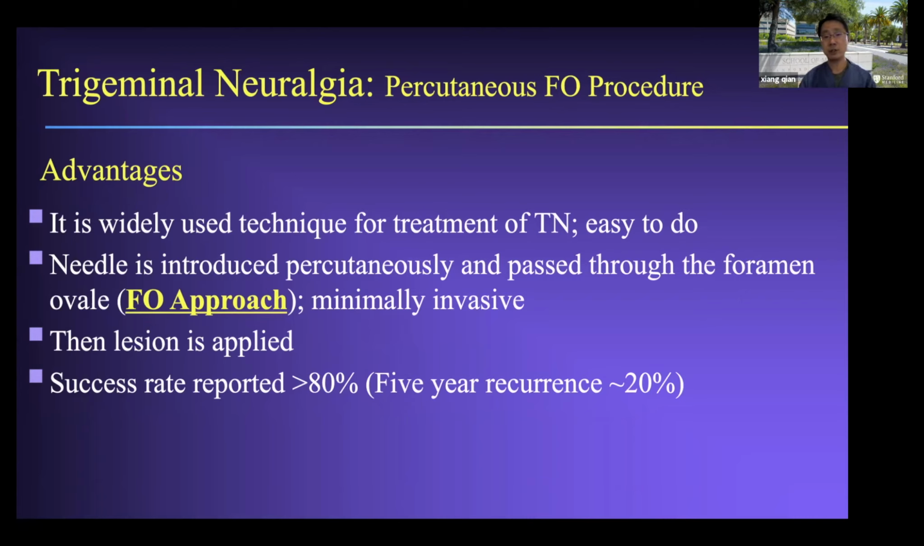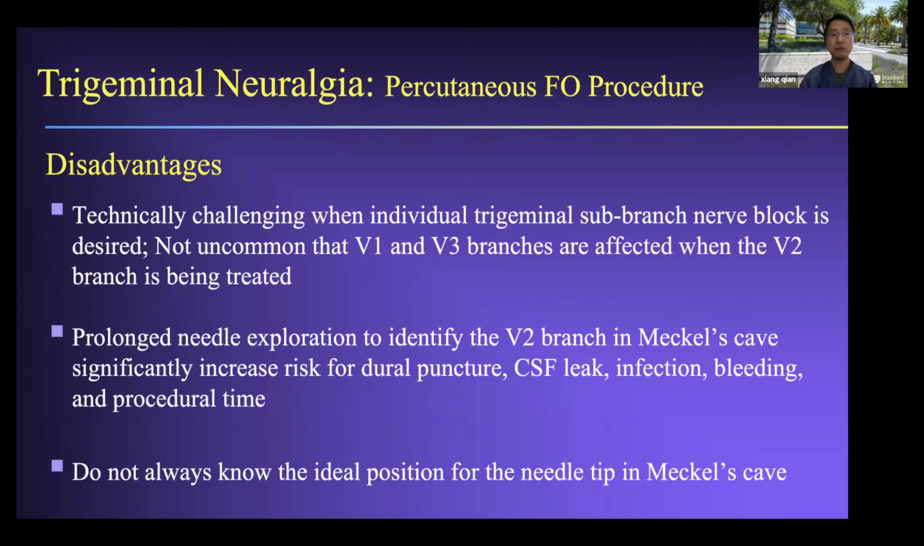And for 5 years, the recurrence is about 20%. So it's really good. The disadvantage, of course, is that it is technically very challenging. If you have a patient who only has one branch neuralgia, for example, a V2 trigeminal neuralgia, then you really cannot distinguish that much between V1, V2, V3. So you have to position your needle with multiple attempts. And it's painful, the patient's awake, right?